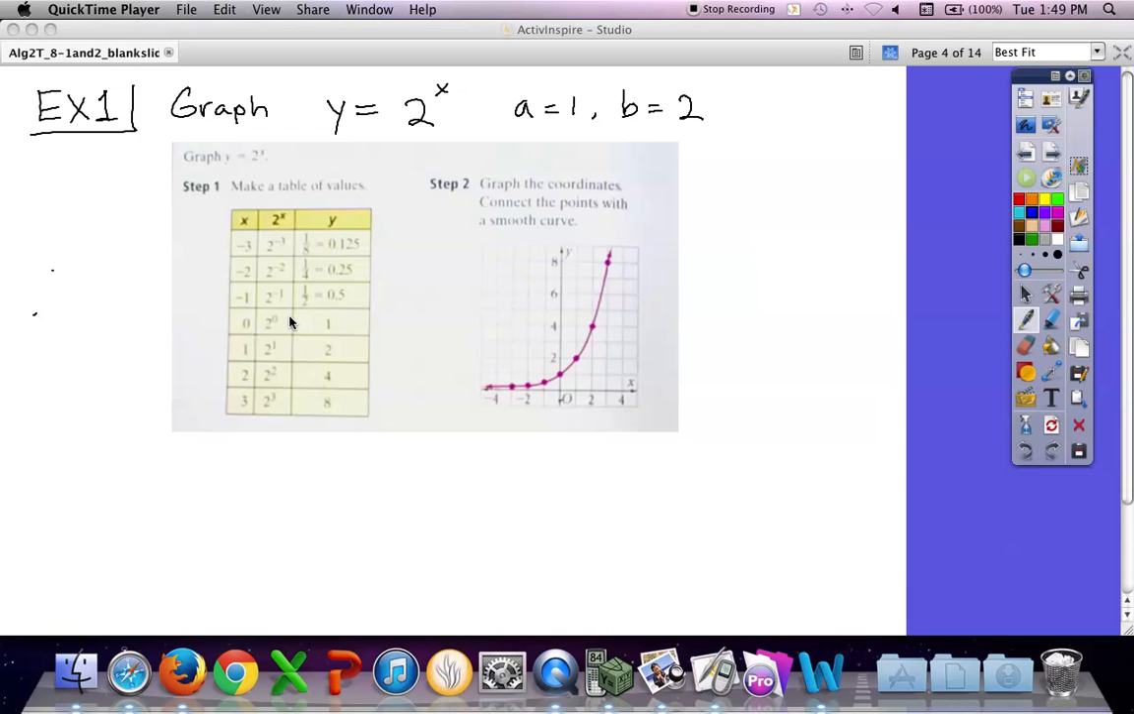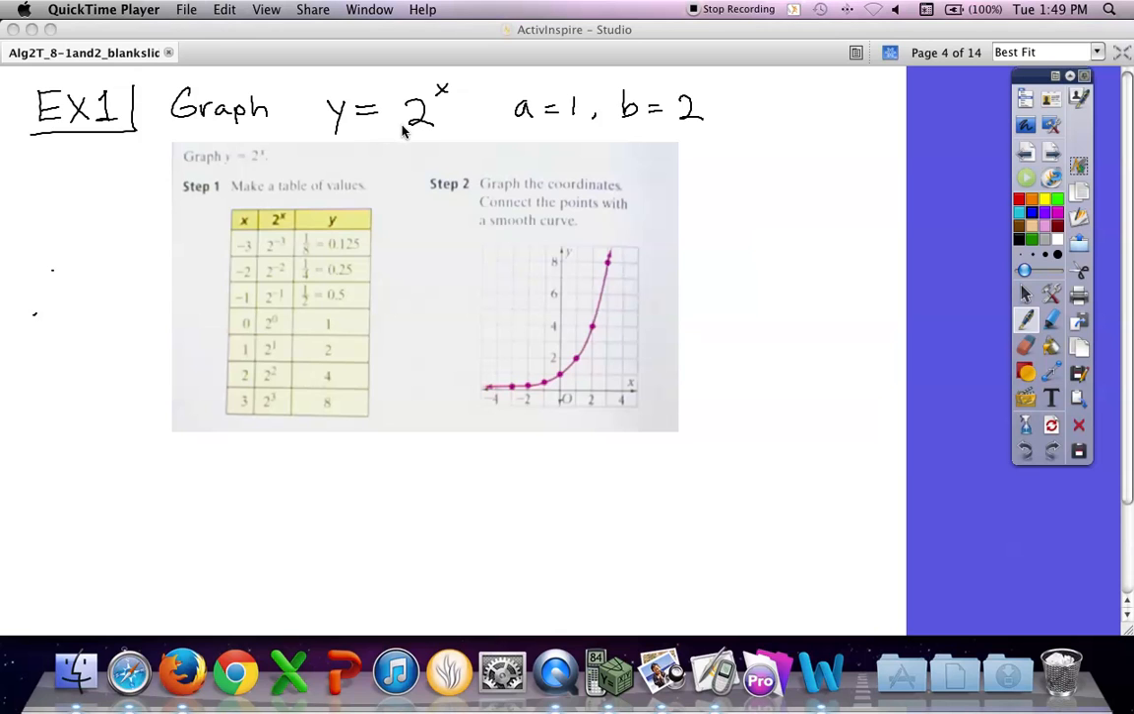So like usual, when we have a new kind of function, we plot some points, make a table of values, plot some points, just to see what the shape is. We did this one, from the book, it's example 1 from this section 8.1. And this is the function that we're going to graph. Y equals 2 to the x.